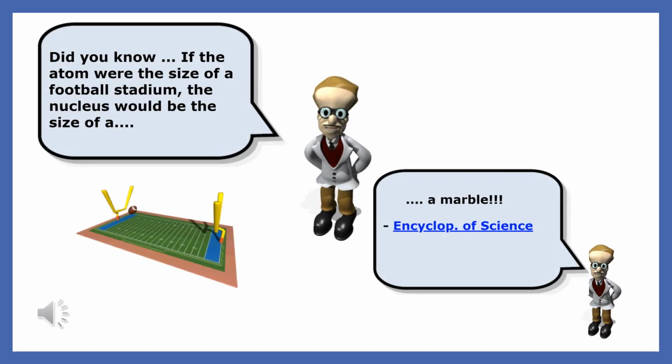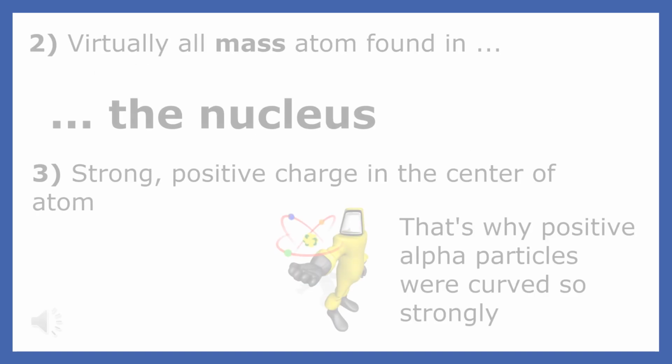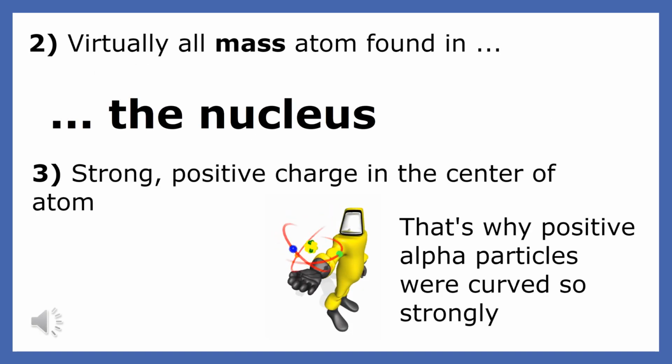To give you an idea how small the nucleus is compared to the total volume of the atom, if an atom were the size of a football stadium, the nucleus would be the size of a marble. Because the alpha particle is so tiny and the atom is made up of mostly empty space, it is very easy for it to pass through the atom without being deflected by an electrical field. Even though the nucleus makes up a tiny portion of the atom's volume, it contains virtually all the mass of the atom. Rutherford proposed that all of the atom's positive charge was located at the center of the atom, or the nucleus.